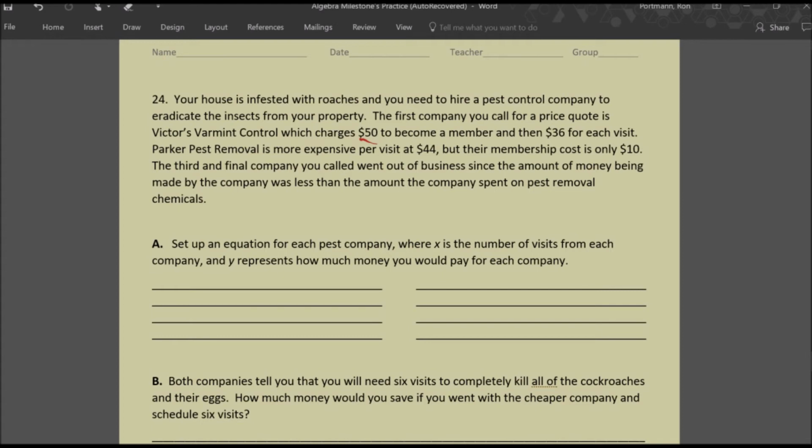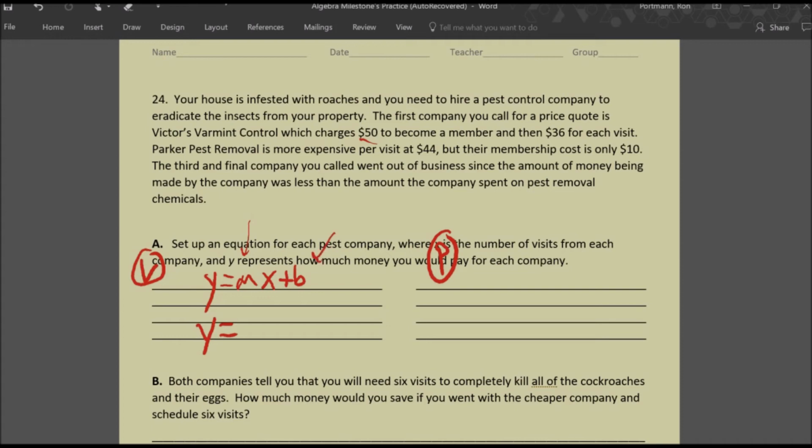Part A says set up an equation for each company where X is the number of visits and Y represents how much money you would pay for each company. So we're going to set up an equation like y = mx + b. Every time you are writing an equation, write that first. Now, the m value is the rate of change. This is Victor. I'm putting a V for Victor, and a P for Parker. Victor's Varmint Control is $50 to become a member and then $36 each visit. The m value is going to be the thing that's happening over and over again. The b value just happens one time. It's where we start from.